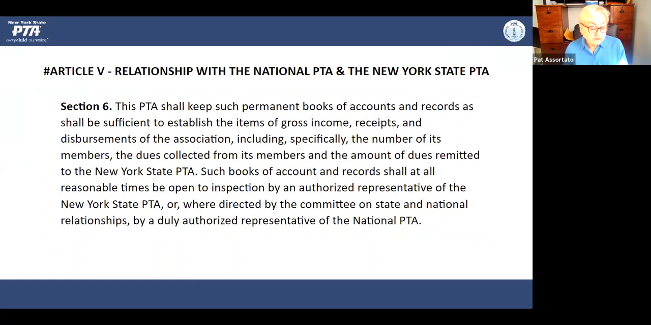Article 5, Section 6 prescribes the requirements related to the maintenance of financial records. This is a very important section, and you need to look at this carefully and understand that your records are to be open to New York State PTA at any time, and you must keep permanent books of accounts and records.